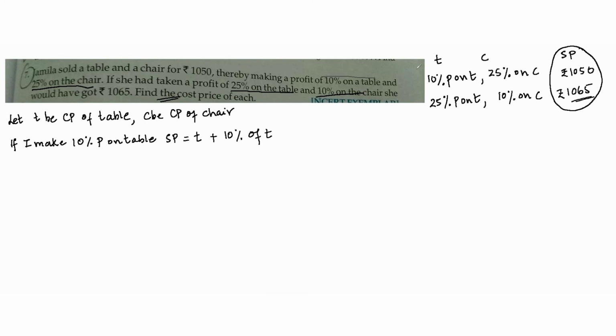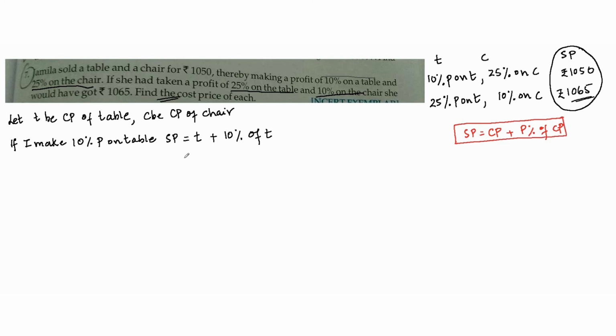So the formula that I am using here right now is selling price is basically cost price plus the profit, which is profit percent of the cost price. This is going to be the main formula that will help me solve this particular question.